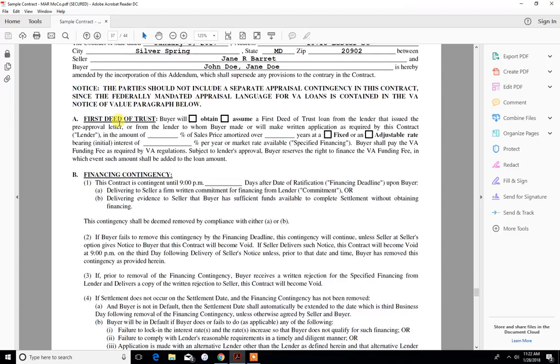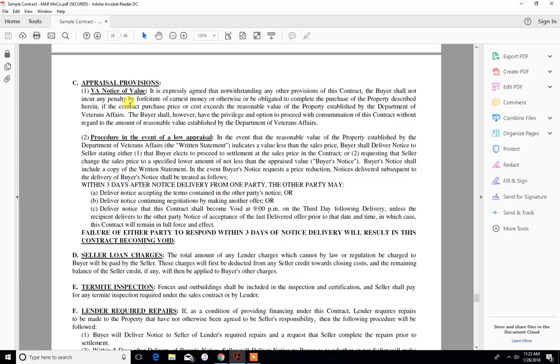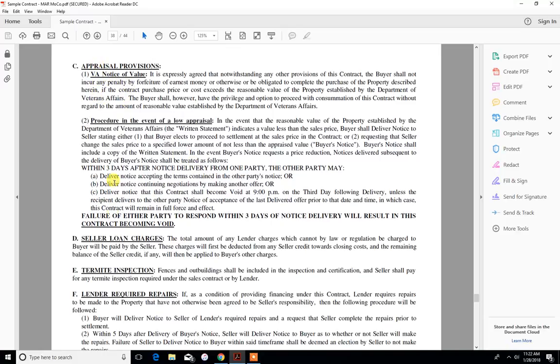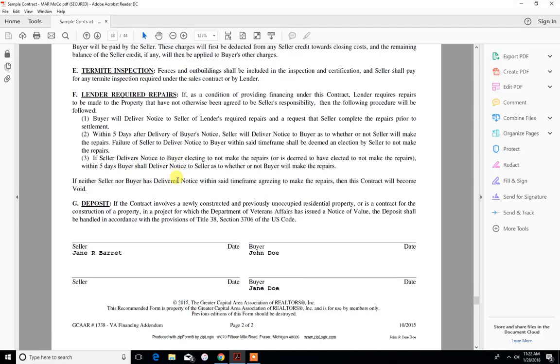VA is going to be similar to FHA. Again, this is the same. This is the same. VA notice of value, that's the appraisal. Seller loan charges, this is the same. This is this. It's all the same.